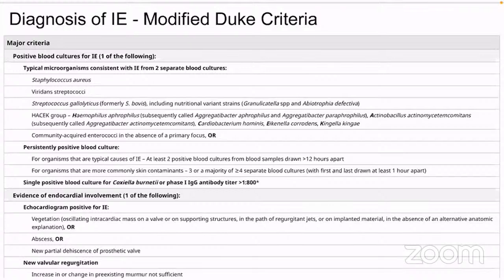The second is evidence of endocardial involvement with positive echocardiogram. For positive echocardiogram: vegetation or abscess, or new partial dehiscence of prosthetic valve, or new valvular regurgitation.